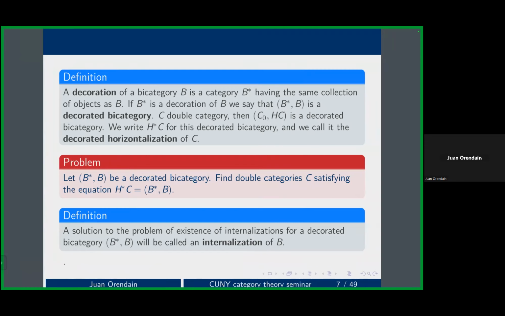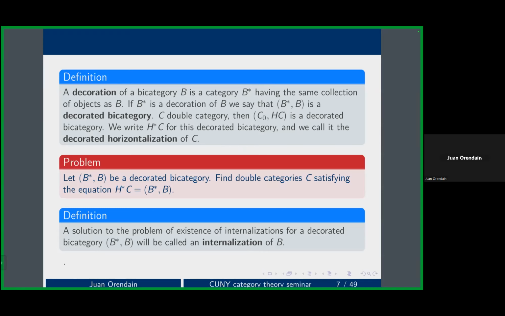Now I'll call this a declaration of a bicategory. Now we just consider a bicategory, so a double category with pinched left and right edges. Suppose B is a bicategory, then a declaration for B will be a category, B star, having the same collection of objects as B. If B star is a declaration of a bicategory B, then we'll say that B star comma B is a decorated bicategory. That's another type of 2-categorical structure: a bicategory together with a category of arrows between the objects of the bicategory.